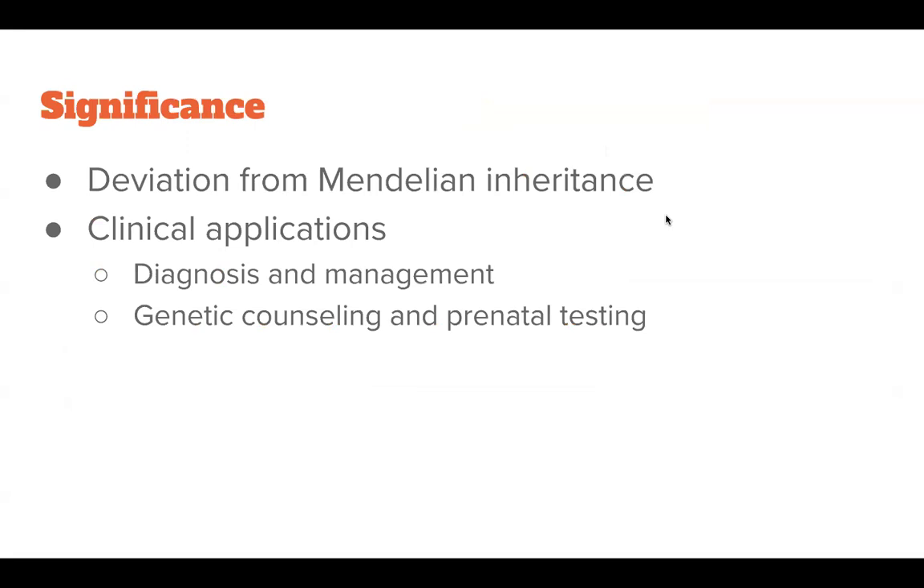Sex-linked traits deviate from traditional Mendelian inheritance. While Mendel's laws predict independent assortment of alleles on autosomes, sex-linked traits are carried on sex chromosomes. This results in distinct inheritance patterns for males and females, which violate the principle of independent assortment.